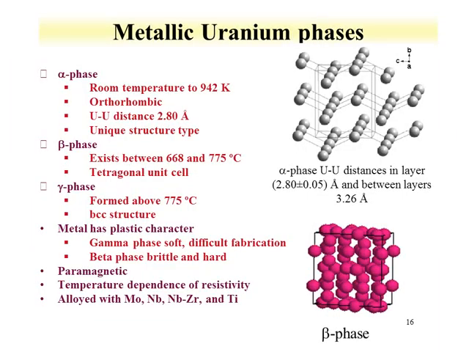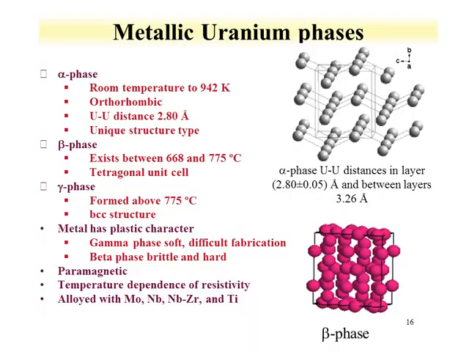So here are the different phases of uranium metal. We have the alpha phase. It's formed from room temperature up to about 600 degrees. The structure is orthorhombic, and the uranium distances are around 2.8 angstroms. This is what the structure looks like. The beta phase exists in a relatively narrow temperature range, tetragonal unit cell shown here, and the gamma phase is formed above 775 degrees, and that has a BCC, body-centered cubic structure.